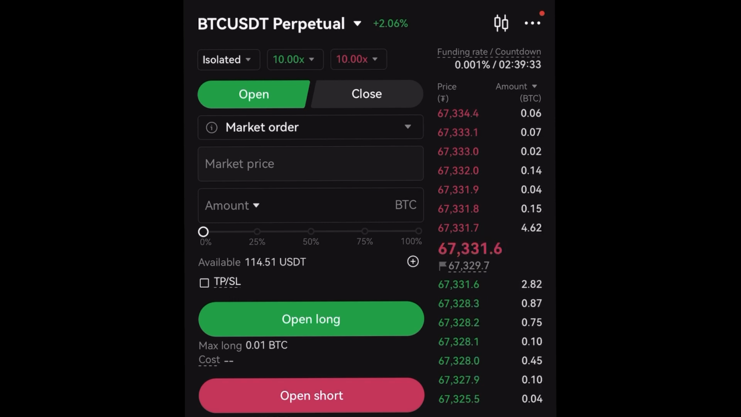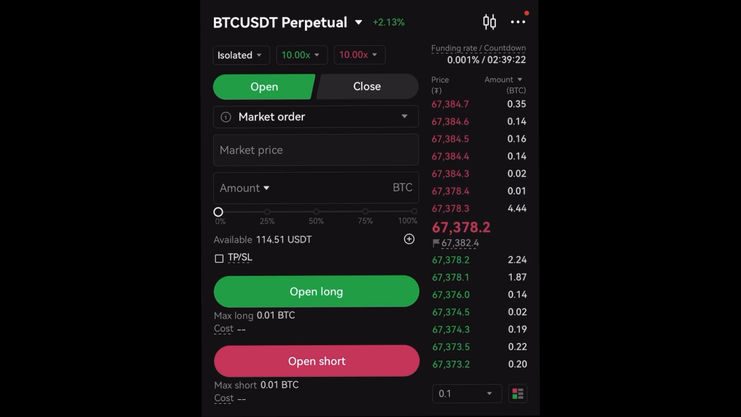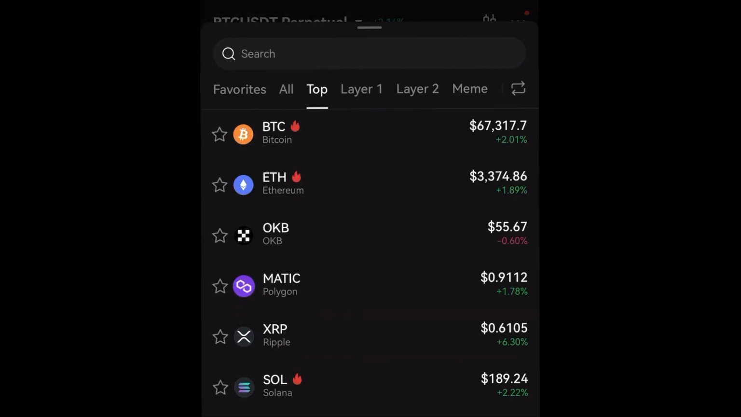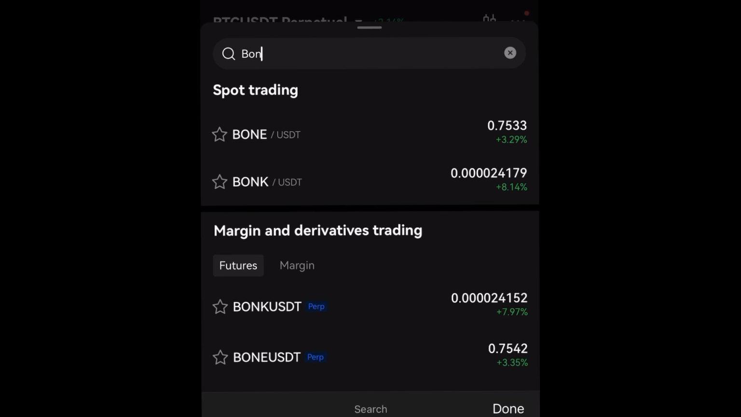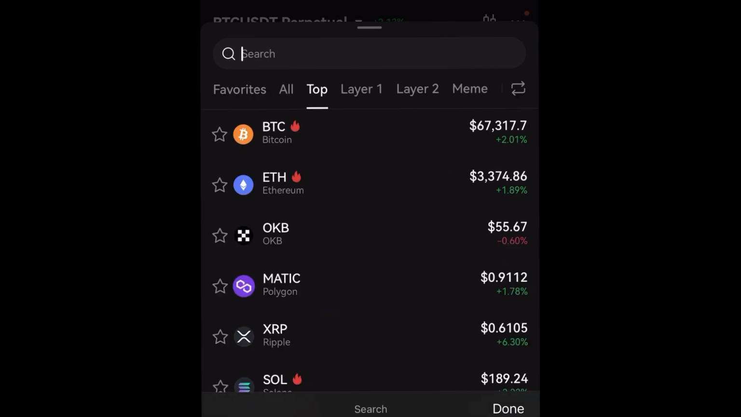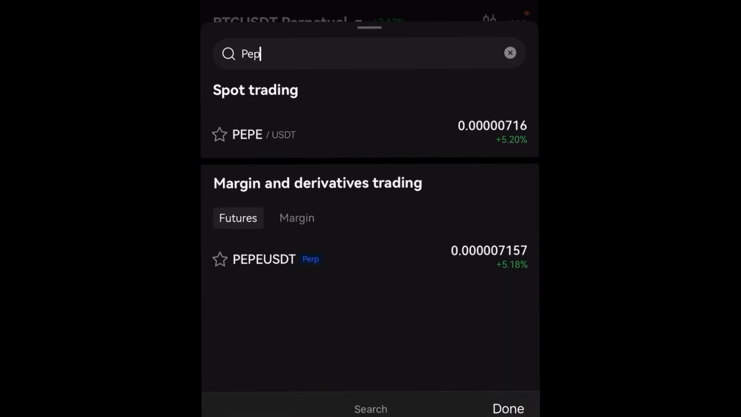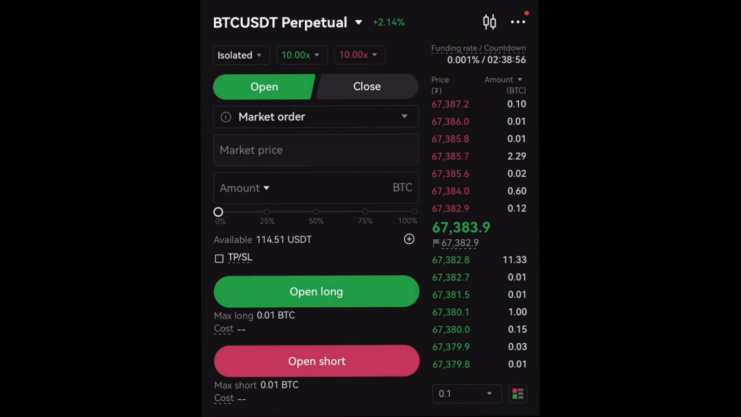So now let's talk about how to do the futures trading on OKX. Now we have the futures trading interface on your screen, and you can see BTC USDT perpetual on the top right side of the screen. You just click on it. You might want to change it to something else. If you want to trade any other thing, maybe BONK, you can select BONK USDT perpetual. But for the sake of the video, we'll be going with BTC.